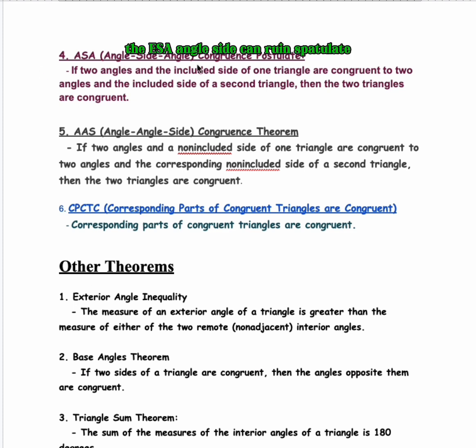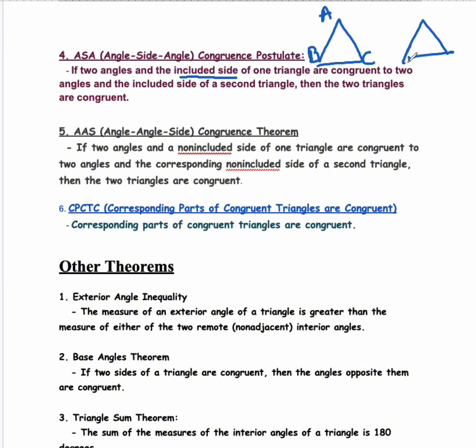The ASA, angle side angle congruence postulate. If two angles and the included side, please remember this is a very important word. If two angles, let's try to draw two triangles, A, B, C, E, F, G.